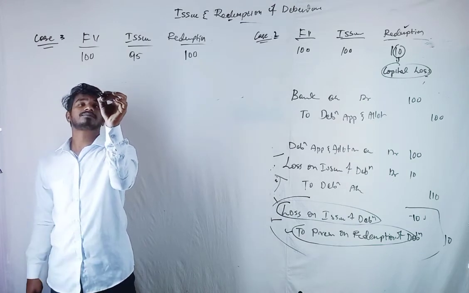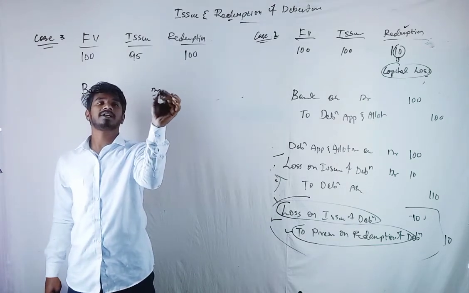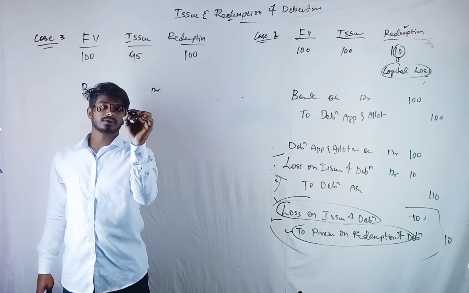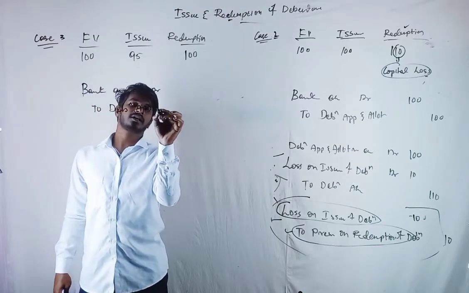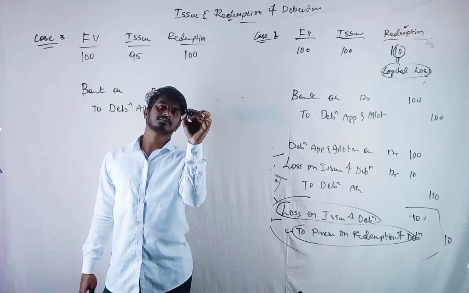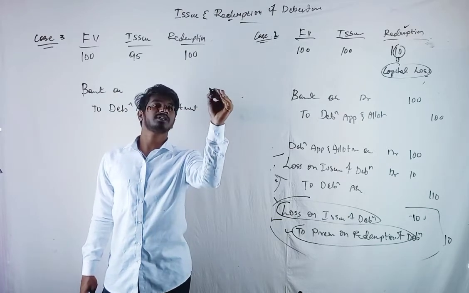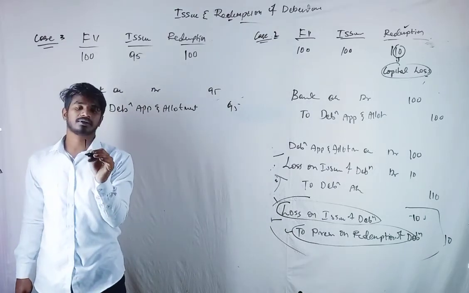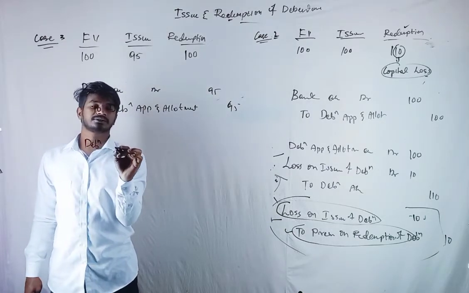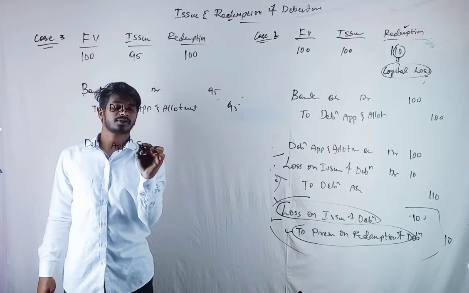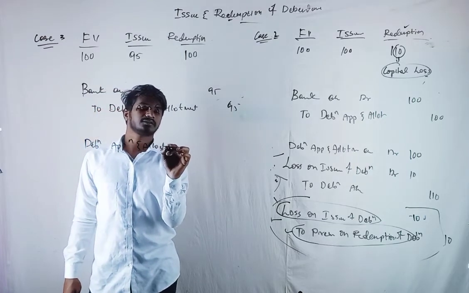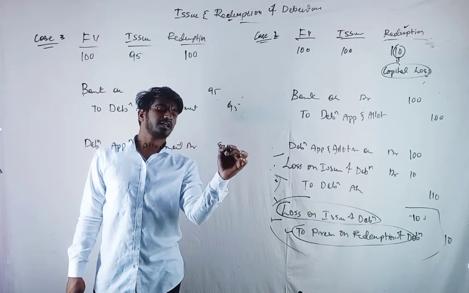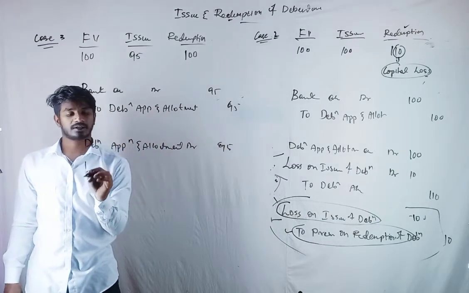Bank account debit to debenture application and allotment. How much? 95 we are issuing, 95 we will receive. Then debenture application and allotment debit. How much? 95.